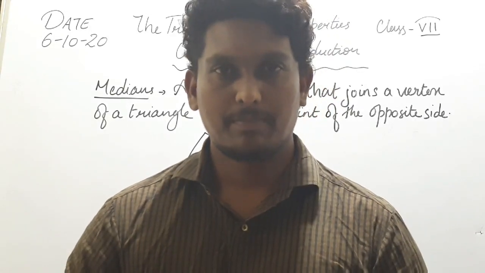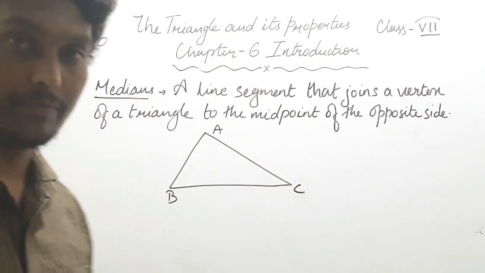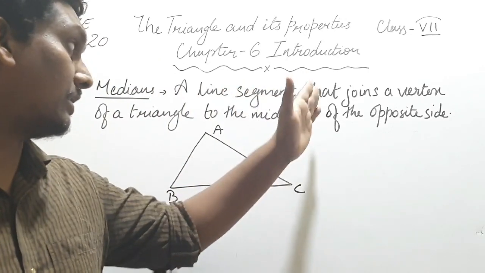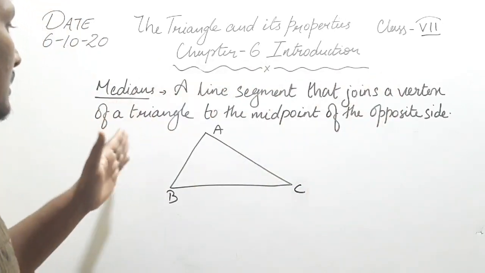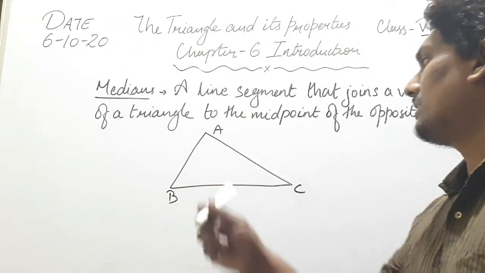Okay, now come to the next topic, that is median. So first I have written the definition. A median is a line segment that joins a vertex of a triangle to the midpoint of the opposite side. So this is the figure, okay?